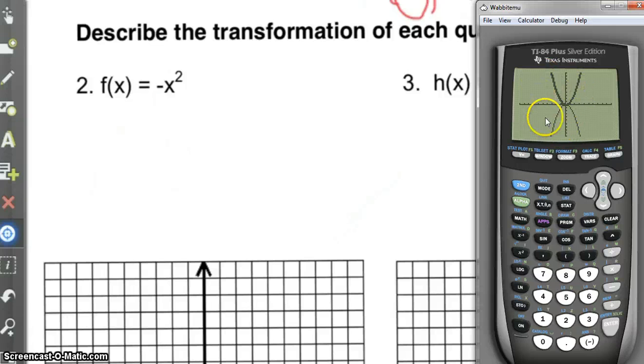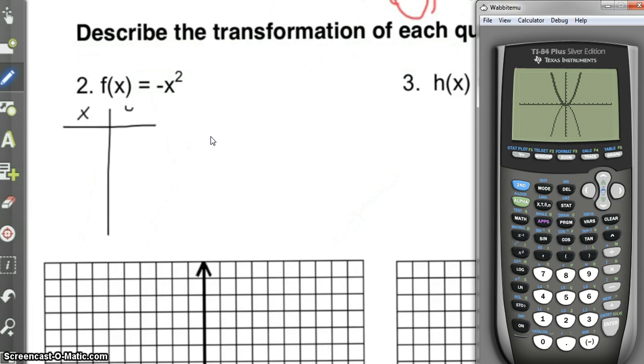So you're allowed to use a calculator to check your work, but you have to show me the work in order to get a full credit. So how to show the work? Remember, every time I ask you to describe the transformation, and this is the question, describe the transformation of each quadratic function, you have to start with the table of the parent function.